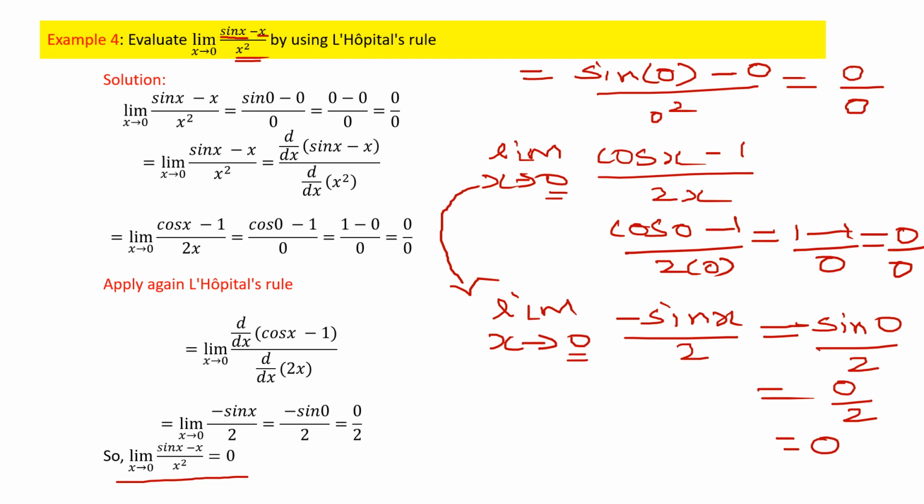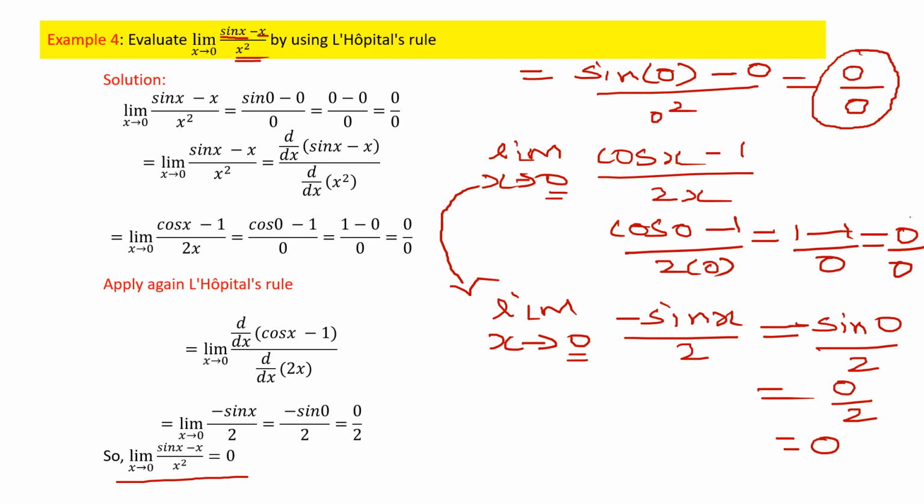So please remember, sometimes we have to apply L'Hopital's rule only one time for the problem. Sometimes more than one time also we can apply. So whenever you have 0 by 0, just keep in mind you need to differentiate the numerator one time. You need to differentiate the denominator one time.